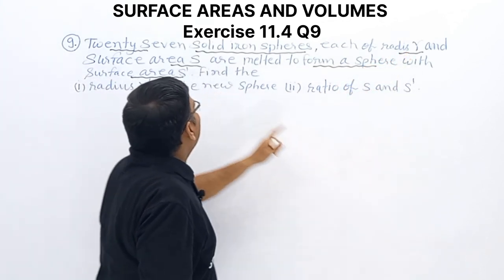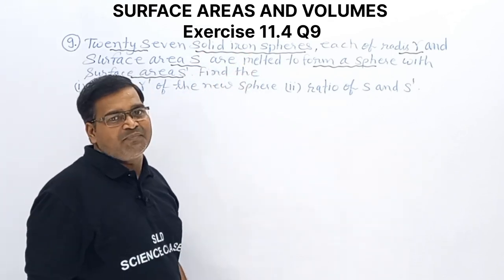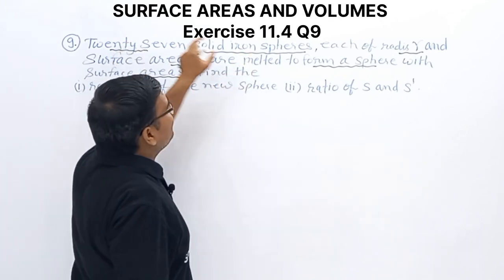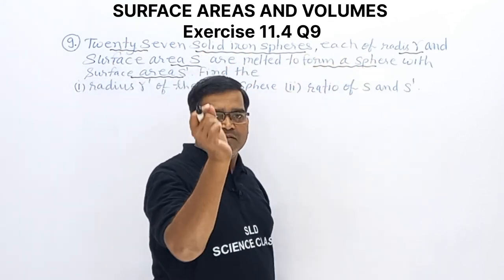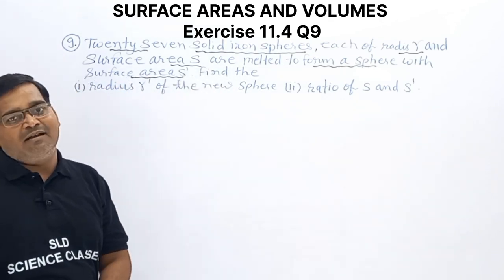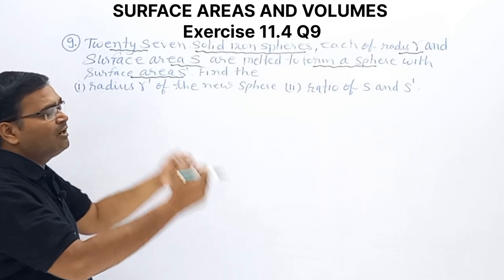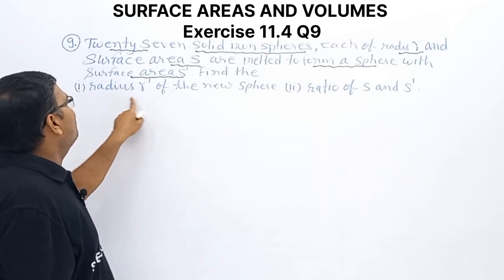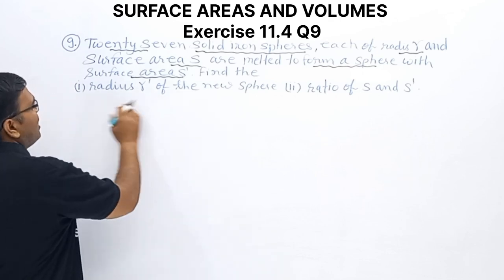Radius r for the solid iron sphere. These spheres' radius is R. Once we melt and get a new sphere, then the radius is R dash. Simple question. How will we solve?